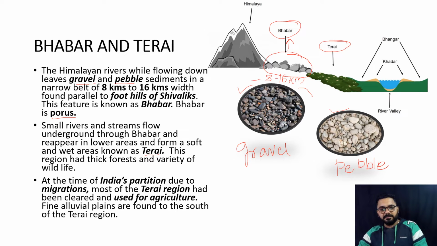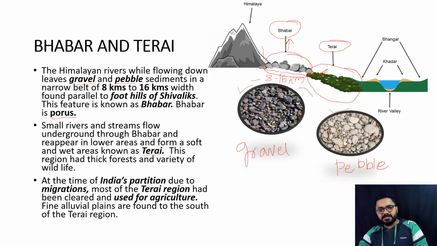After Bhabar, you get to see another landform. As you can see here, this region is called Bhabar, and this region is called Terai. When the river flows, the water passes through the porous rocks. Since we have gravels and pebbles here, the water goes down, it passes by, it disappears, and then again it reappears here in the Terai region.